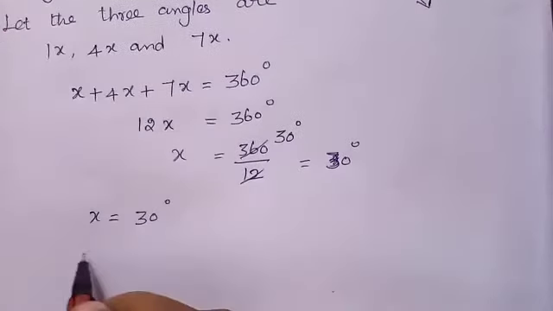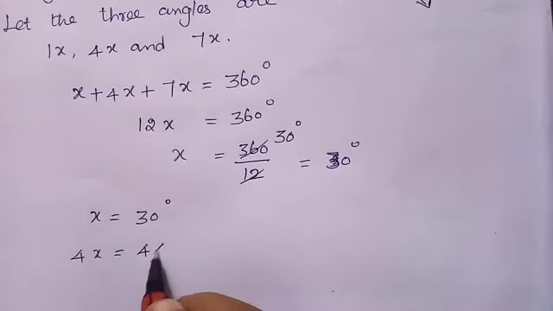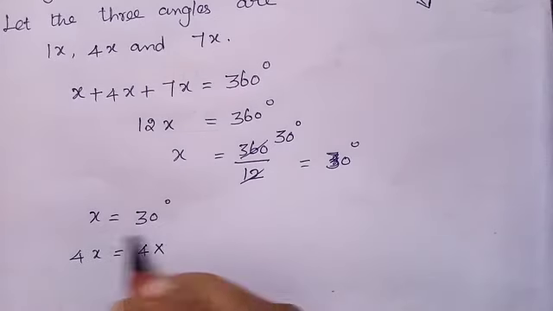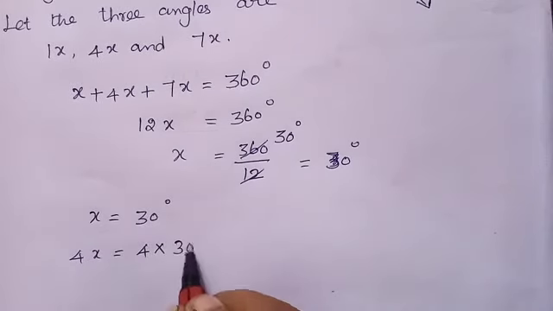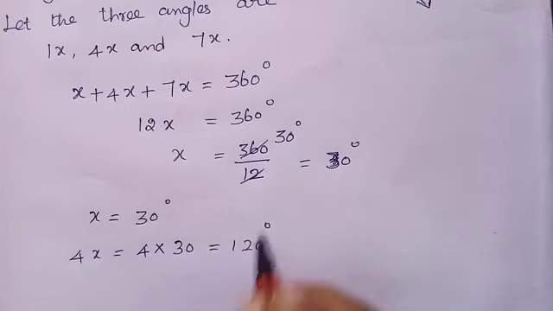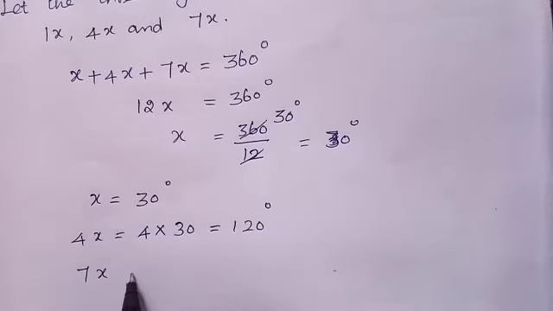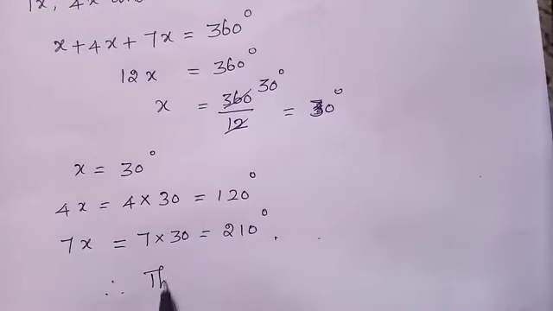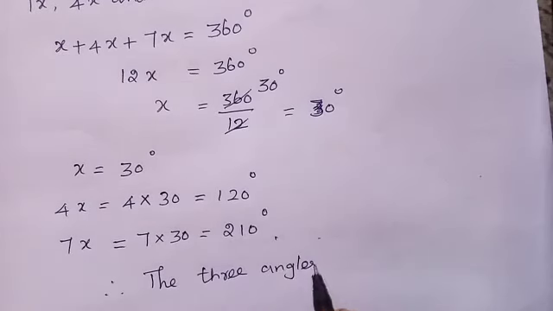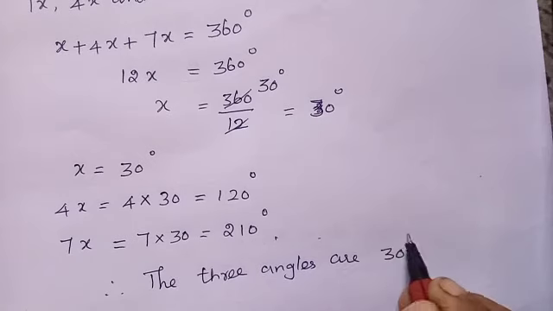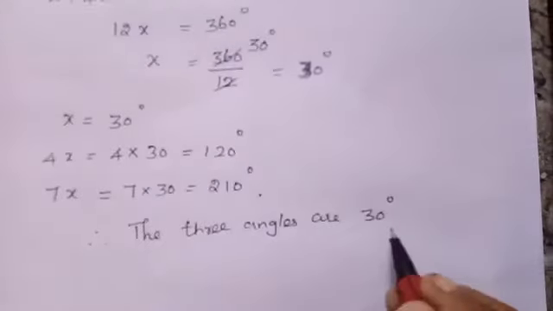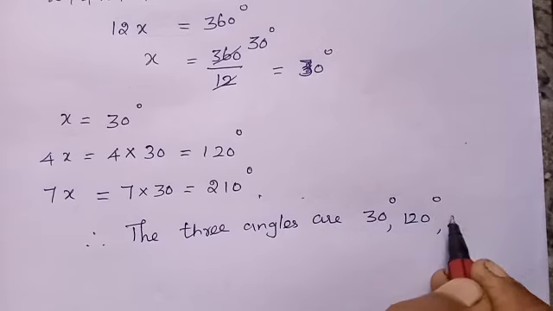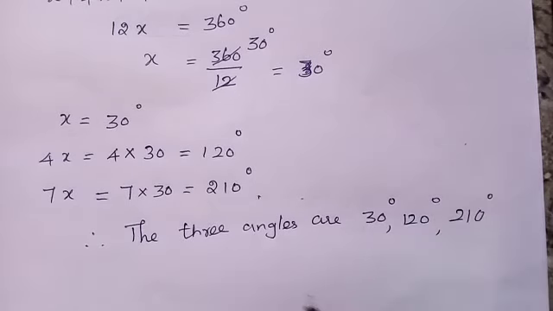Then the second angle is 4x, which is equal to 4 into 30. Already we know the value of x is how much? 30 degree. So 4 into 30 equals 120 degree. Then the next angle is 7x, equal to 7 into 30, equal to what? 210 degree. Therefore, the three angles are: the first angle is 30 degree, the second one is 120 degree, and the third one is 210 degree.